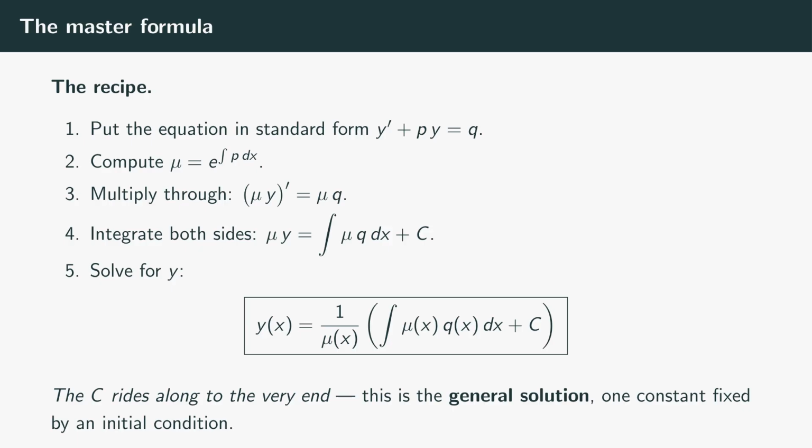Notice the constant of integration rides along all the way to the end and gets divided by mu too. If you are handed an initial condition, you plug it in at the very last step to pin down c. Five steps, and every first-order linear equation falls.